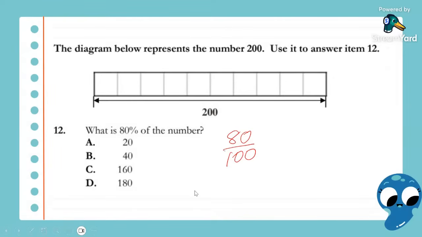And since the number we're talking about is 200, and we want to find 80% of 200, we have to multiply this by 200. And we can put it over 1 as a placeholder. And then we will simplify. Then we will cancel out things, okay? So 100 divided by 100 goes 1 time. 200 divided by 100 goes 2 times. So we're left with 80 times 2.